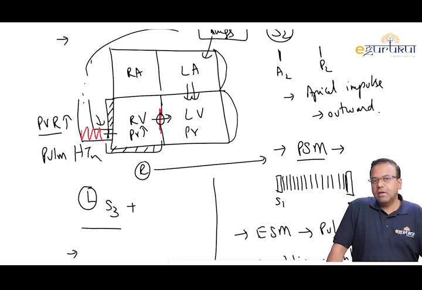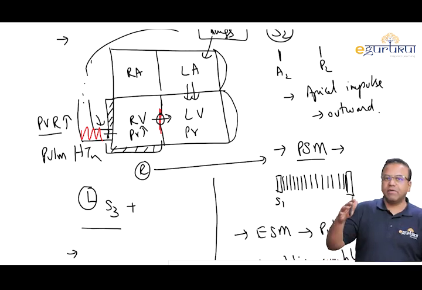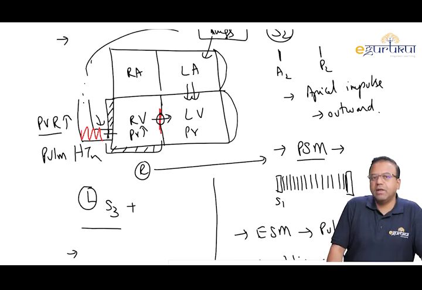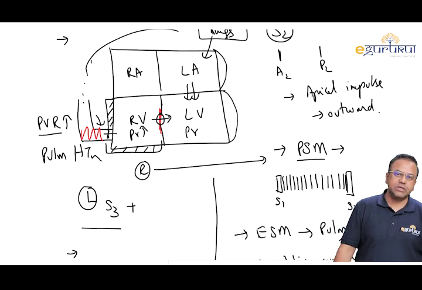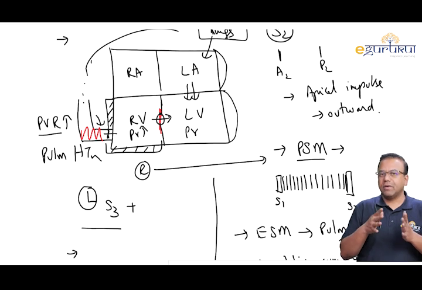Initially, when VSD was there, we noticed that the A2P2 split is wide. This is because the extra blood came to the right heart. Extra blood to pass out a pulmonary orifice takes time, so P2 gets delayed. So initially, there's a wide variable split in VSD, but as pulmonary hypertension sets in, the P2 starts occurring earlier and the A2P2 split starts becoming narrow.